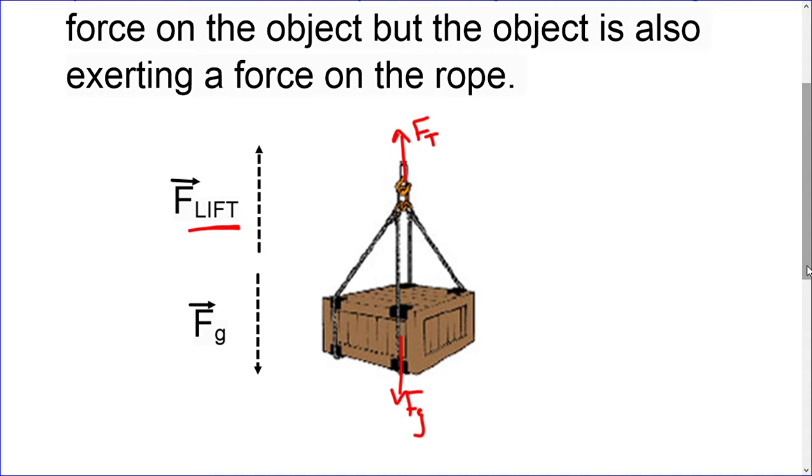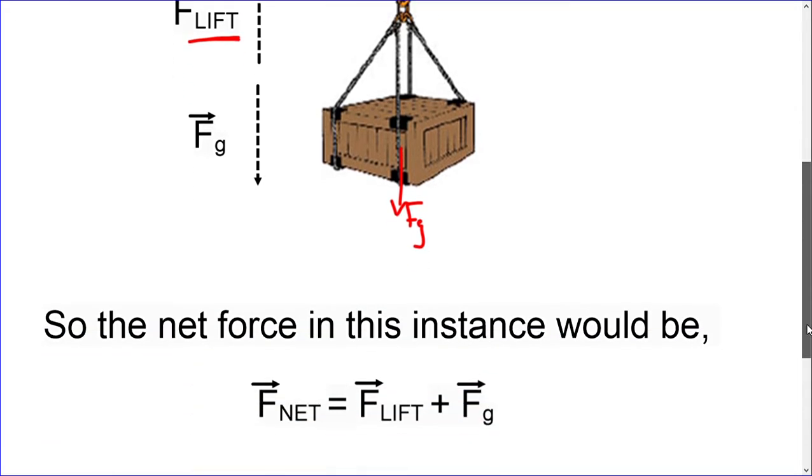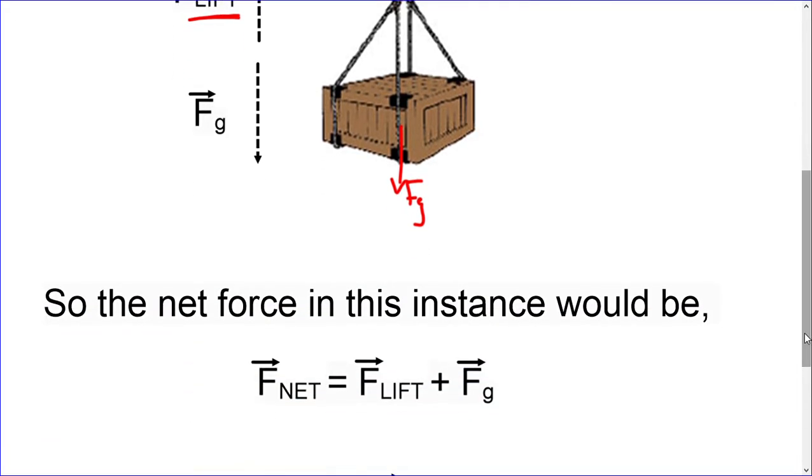So when I lift something up, pick up a book, lift a book bag, I have this upward force that has to overcome the gravity force in order for me to pick it up. And if these two things were equal to each other, then my net force would be zero, indicating that the object's either not moving or it could be at constant speed. So the net force in this instance is going to be the lift force plus the force of gravity.